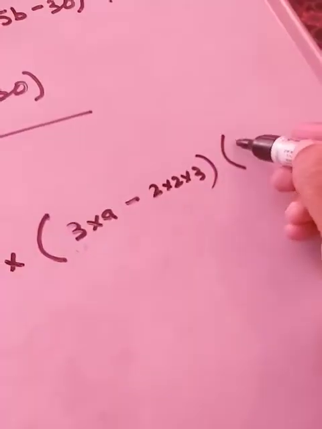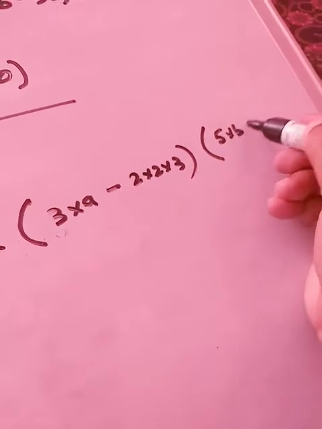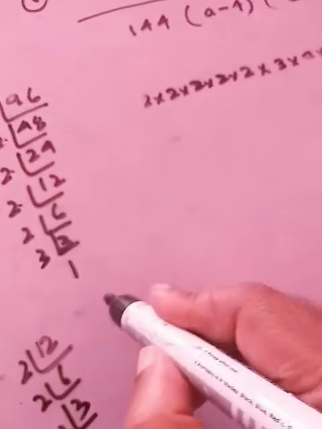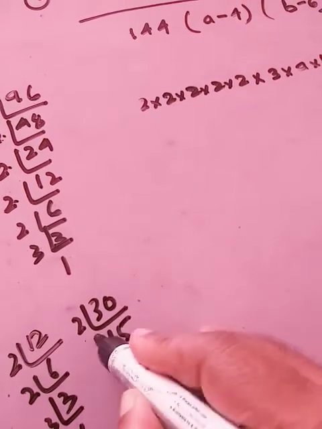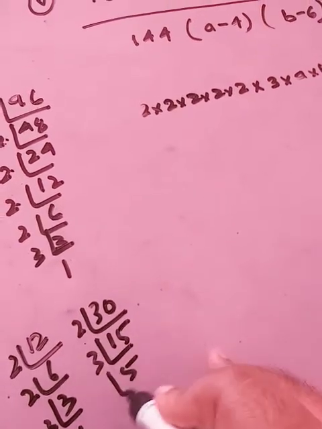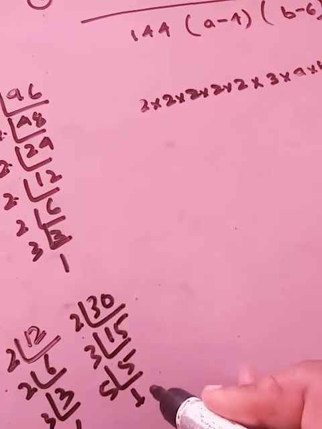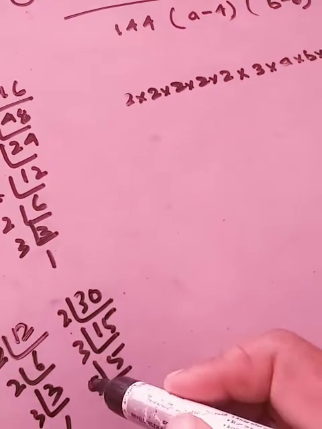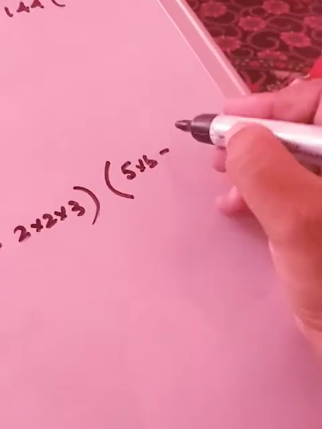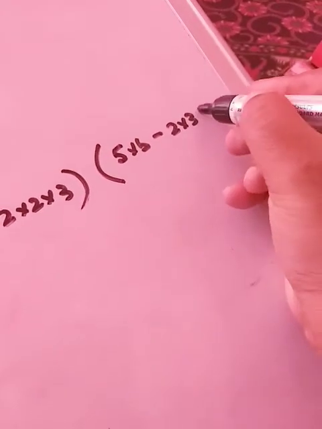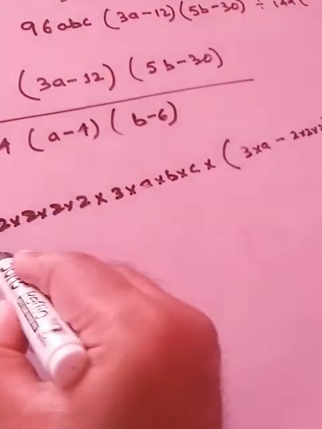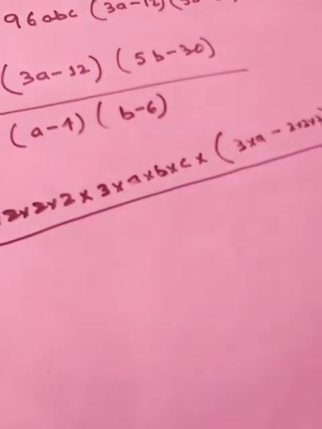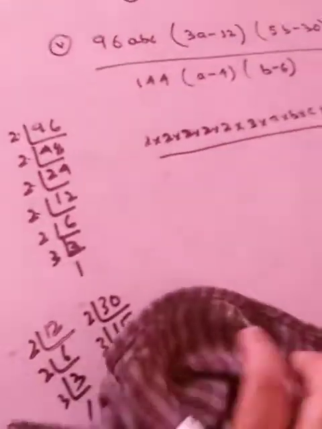Now 5B, that is 5 into B. Now 30 can be written as 2 15s are 30, 3 5s are 15, 5 1s are 5. So 2 into 3 into 5. So I factorized each and every number of the numerator. Now let's do 144.